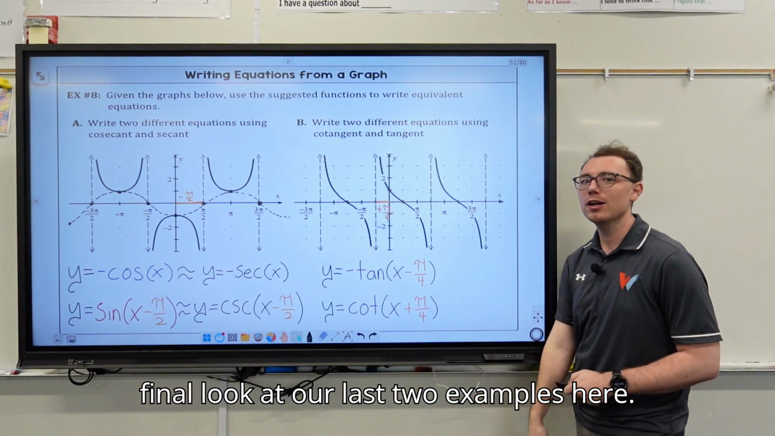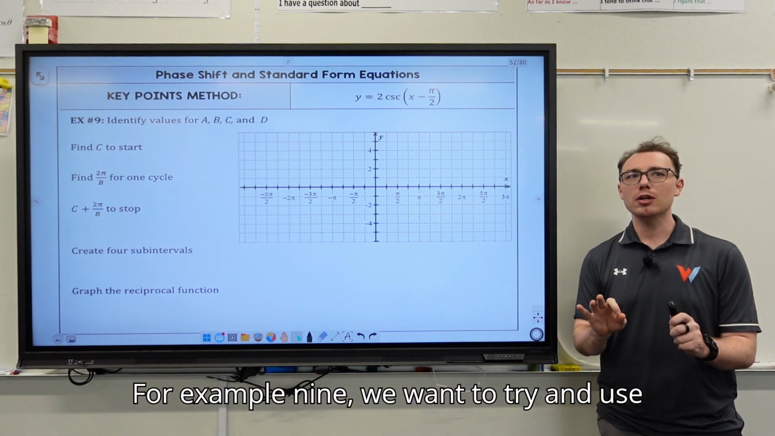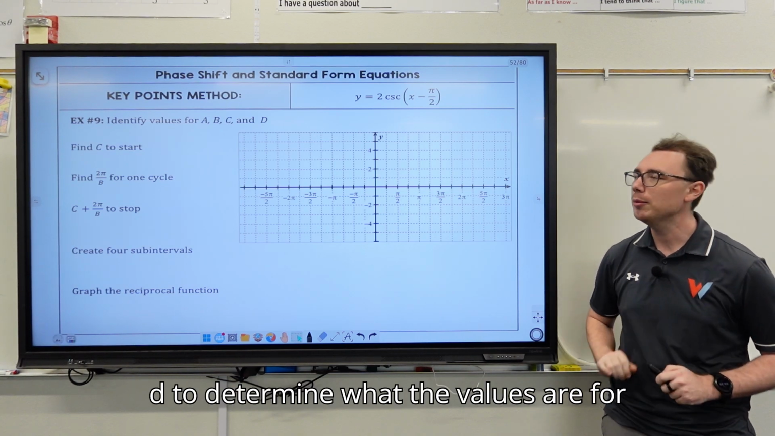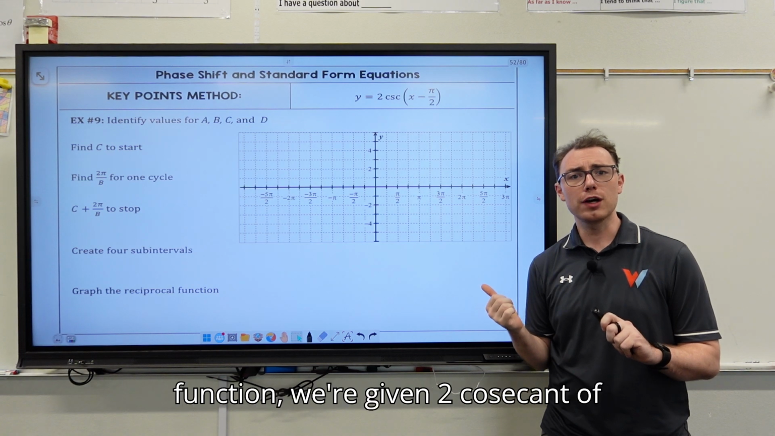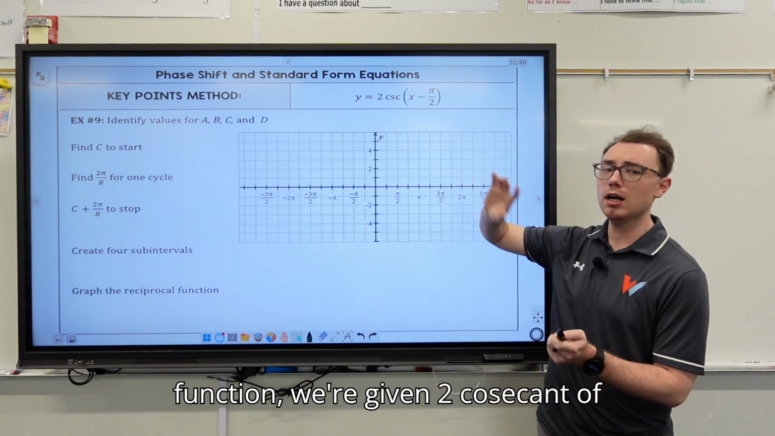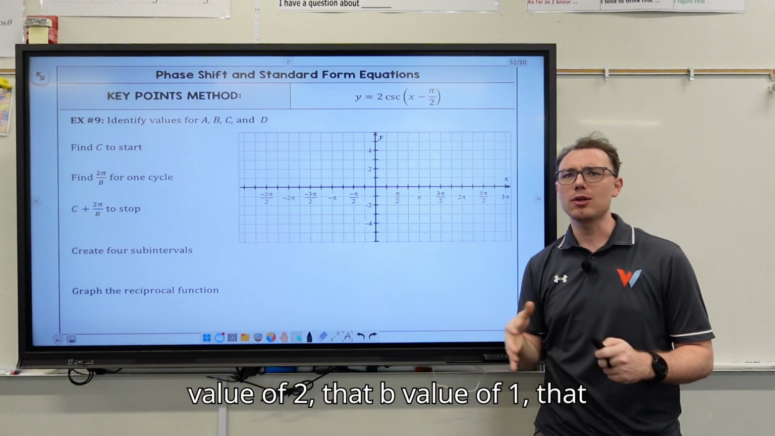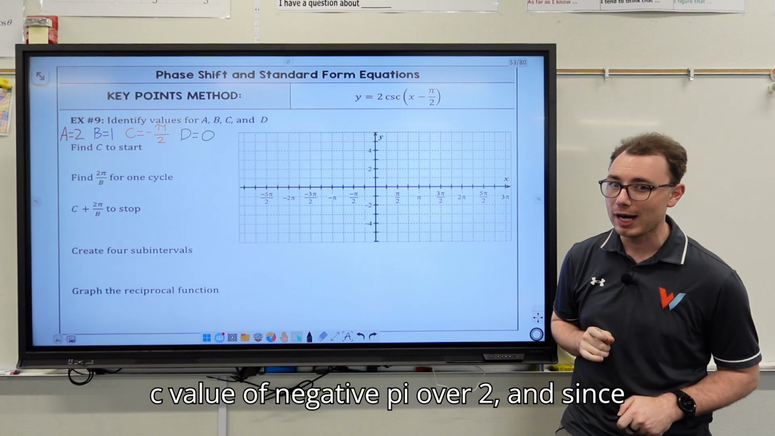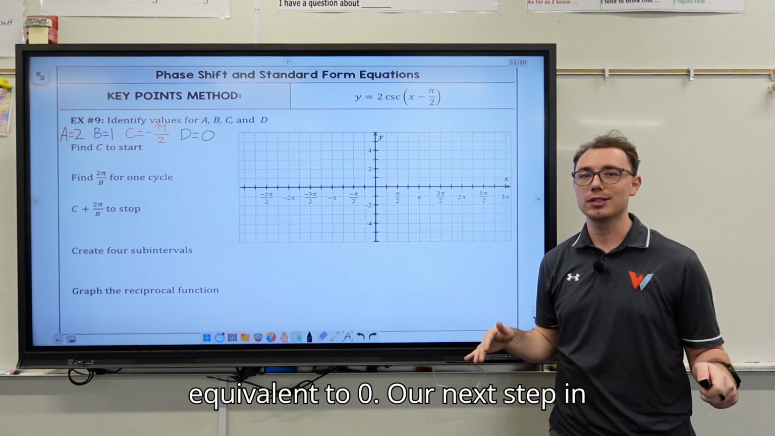Let's take one final look at our last two examples here. For example 9, we want to try and use the identity values of a, b, c, and d to determine what the values are for this trig function here. For our trig function, we're given 2 cosecant of x minus pi over 2. So we can grab that a value of 2, that b value of 1, that c value of negative pi over 2, and since there's no value here for d, d is equivalent to 0.